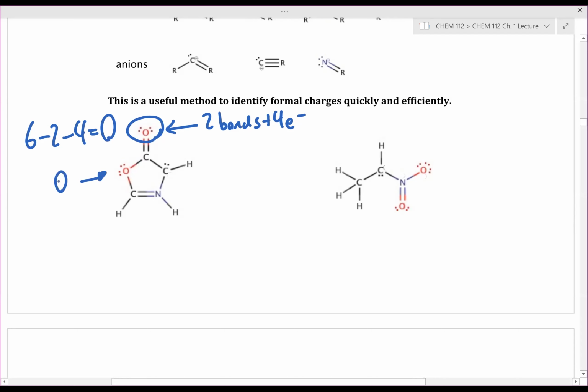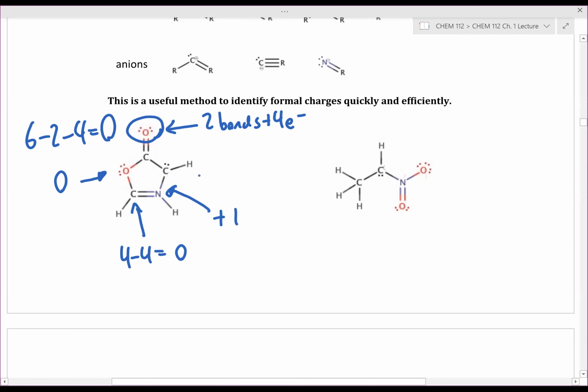Okay. As we have established time and time again, a carbon with 4 bonds and 0 lone pairs has a formal charge of what? 0. Yep. 4 minus 4 gives us a formal charge of 0. Likewise, a nitrogen with 4 bonds and 0 lone pairs has a formal charge of what? +1.